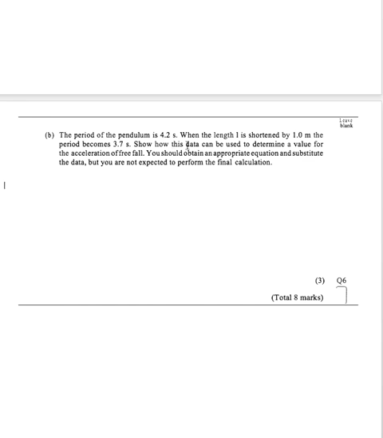So we have two periods, we have a difference in lengths, and we want to work out g. So it seems sensible to start thinking about the period, because the period expression includes the length. And if we square that out as we did in the previous question, then we say, well, we've got two periods. So the difference in the square of the periods is T2 squared minus T1 squared.